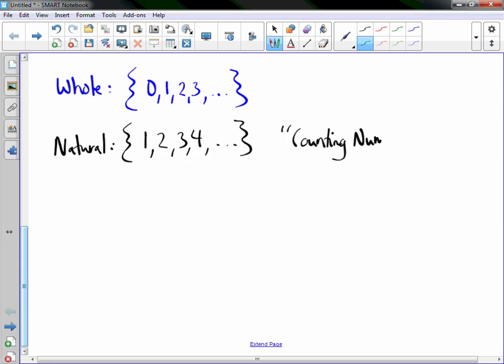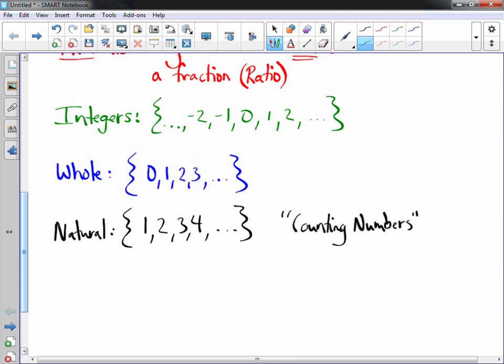You can see the reason they're called that pretty simply, because when you start to count something, you start at 1. You don't start at 0. You go 1, 2, 3, 4, not 0, 1, 2, 3, 4. So they're also called the counting numbers. If you notice, all the naturals are contained in the wholes, and all the naturals are also contained in the integers. So all naturals are integers, but not all integers are natural. And all natural numbers are whole numbers, but not all whole numbers are naturals.